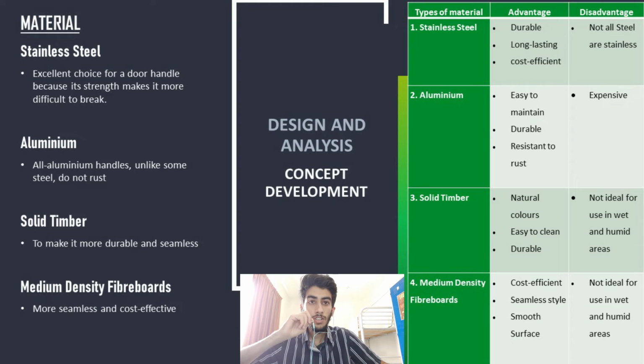The doorknob consists of 4 types of materials commonly used in houses, which are stainless steel, aluminium, solid timber, and medium density fibreboard. For stainless steel, steel is typically made of iron, carbon, and other materials. It is extremely long lasting and durable. It is also cost effective as there are numerous steel door handles that are available. Second is aluminium.